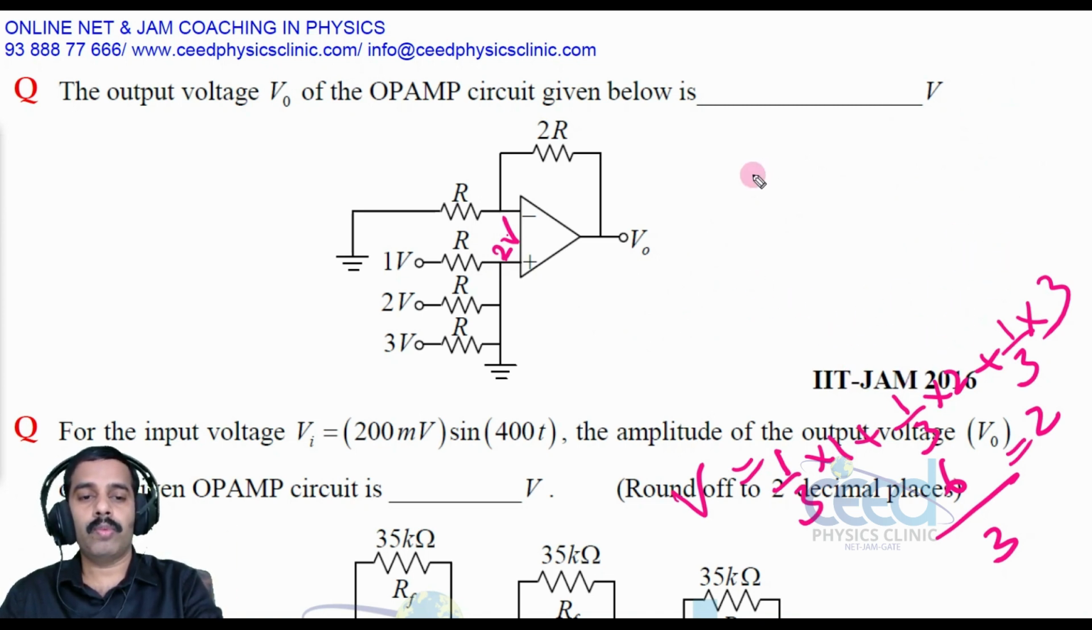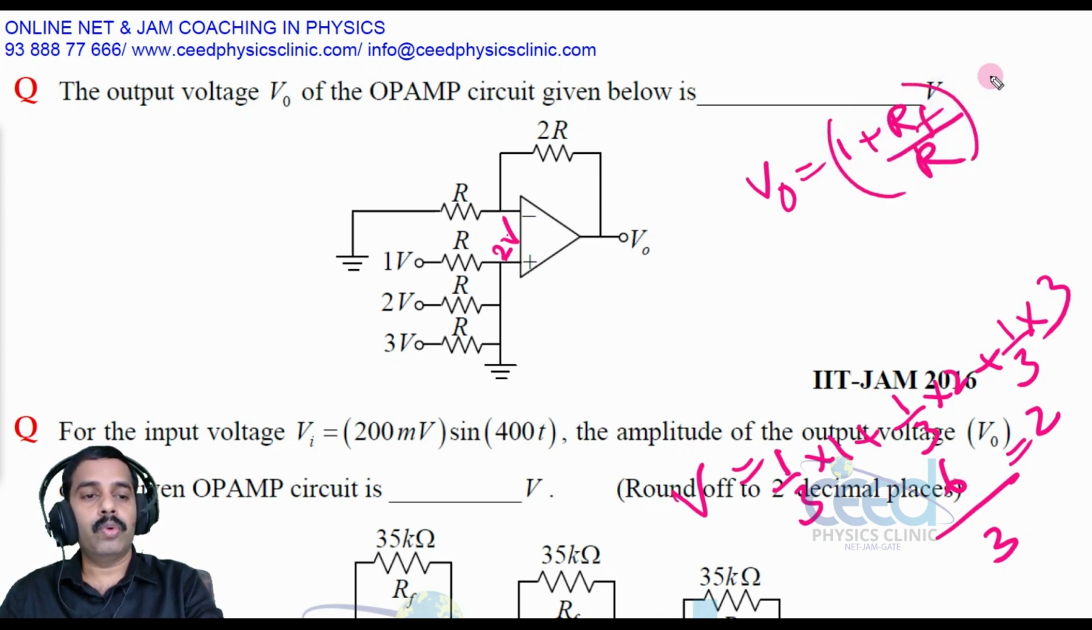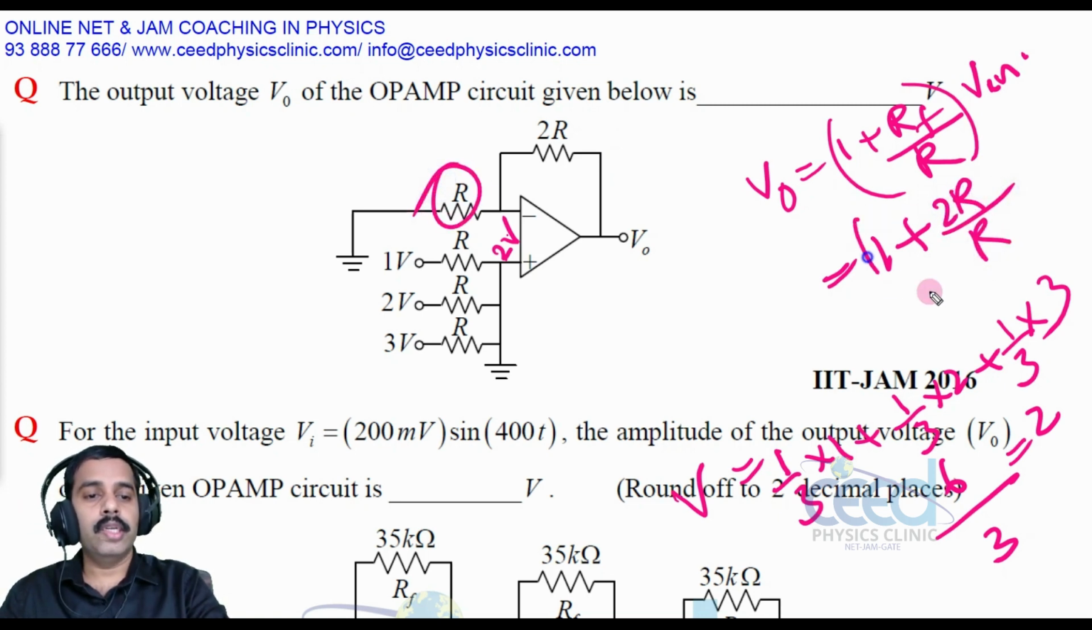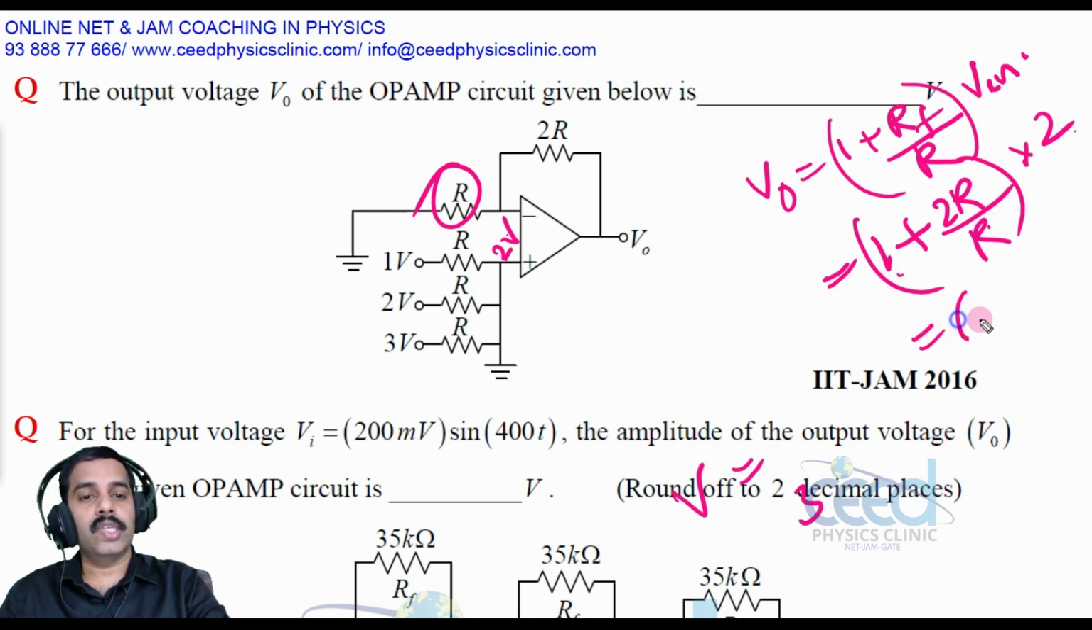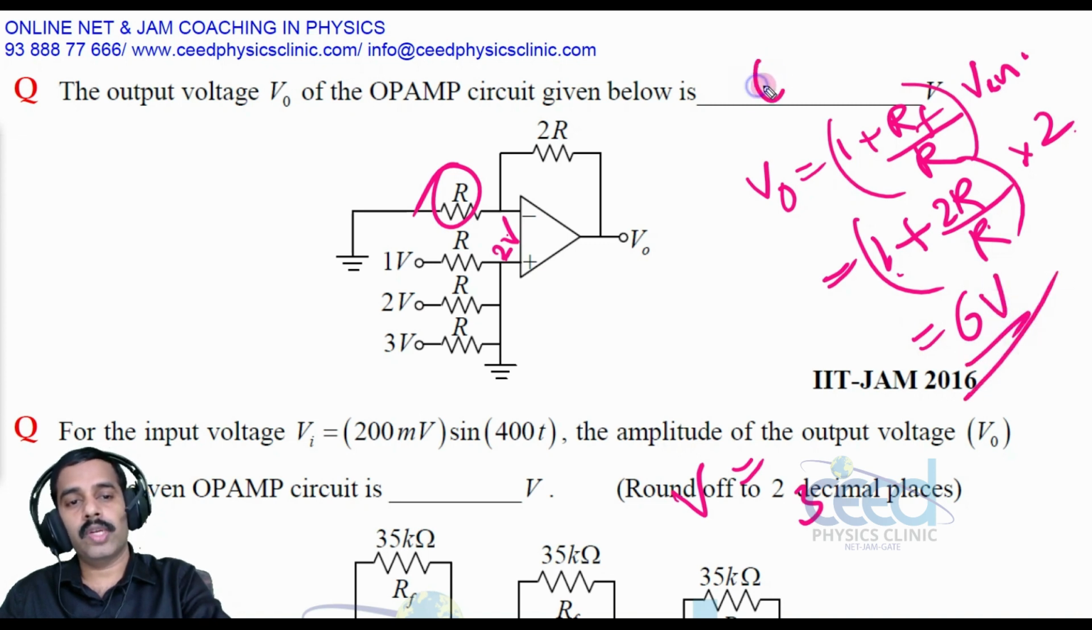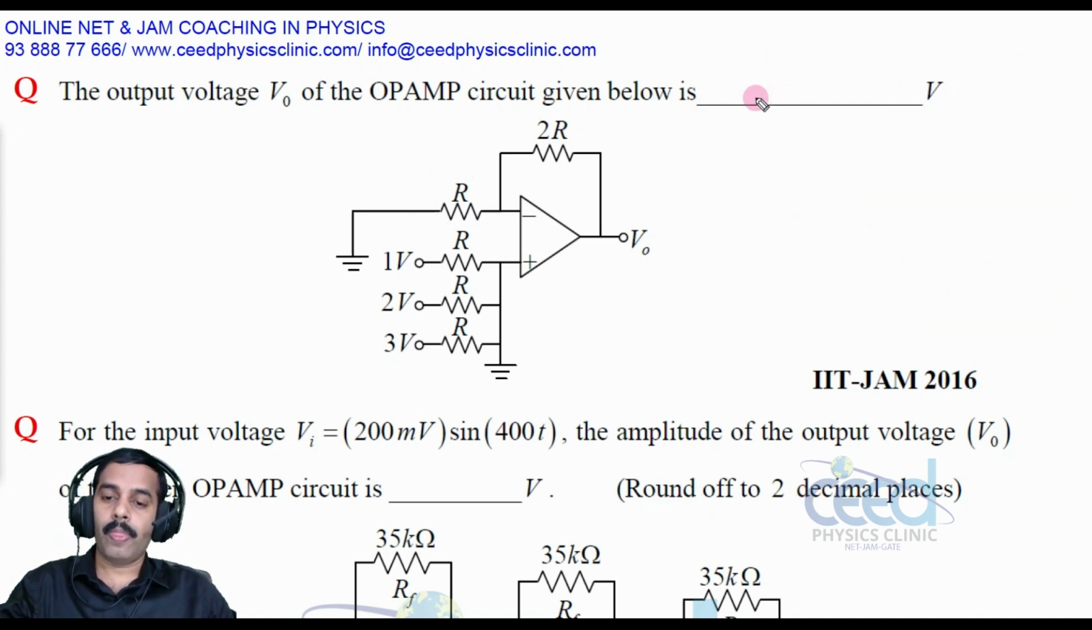Now we can simply solve the output by using the non-inverting formula. What is the non-inverting formula? The output is equal to 1 plus Rf by R into V input. That is 1 plus 2R by R into V in. V in we have already solved, that is 2. So the result is 3 into 2, that is 6. So 6 volt is the answer. All right.